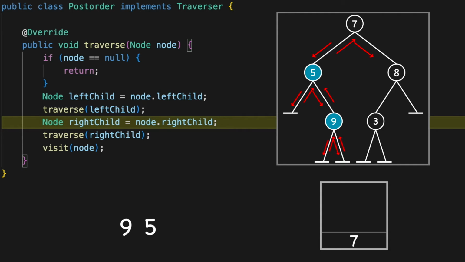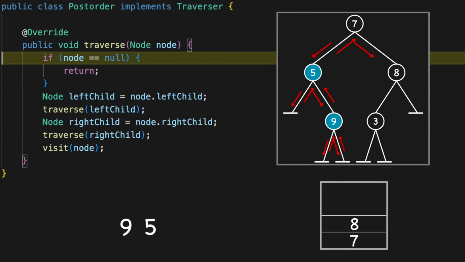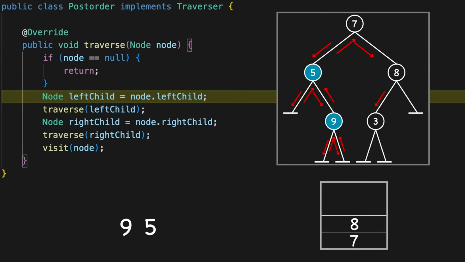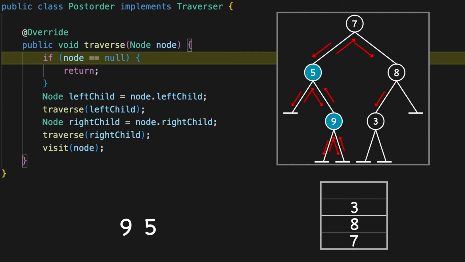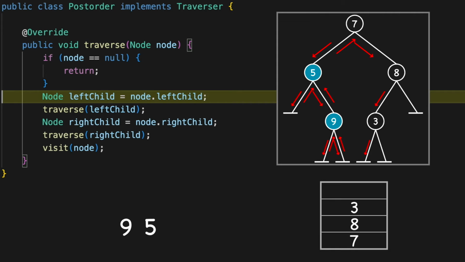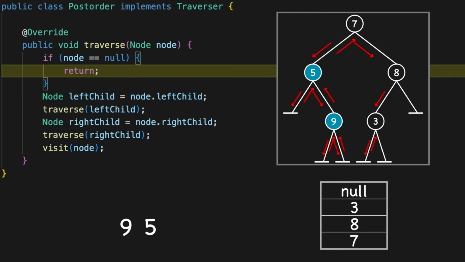We'll get a reference to the 8 node and call traverse. The 8 node isn't null, so we get a reference to its left child and call traverse on the 3 node. The 3 node isn't null, so we get a reference to its left child, which is null, and call traverse on that. Calling traverse on null takes us back to the 3 node.